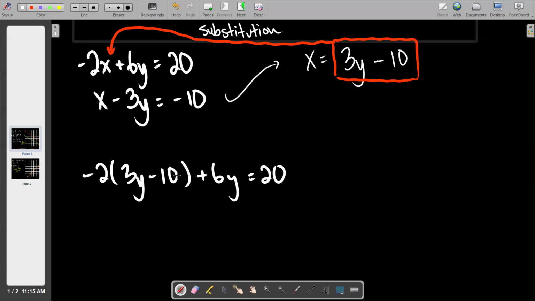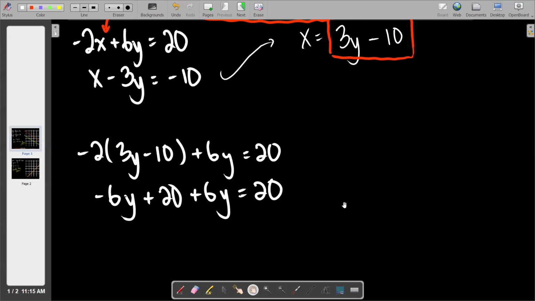Okay, let's do our due diligence and let's distribute. What do we get? Negative 6y plus 20. Plus 6y equals 20. And this is what I wanted you to experience.